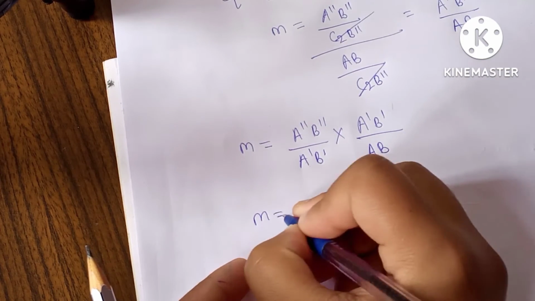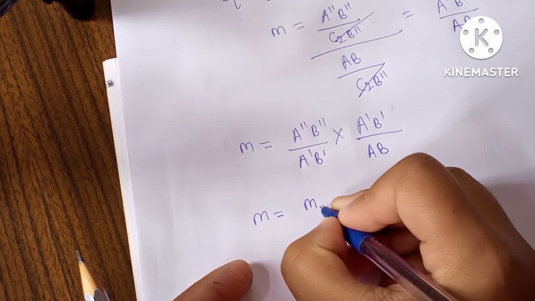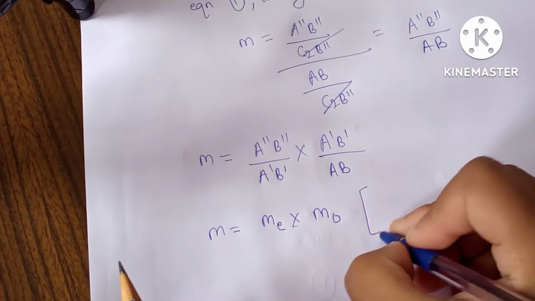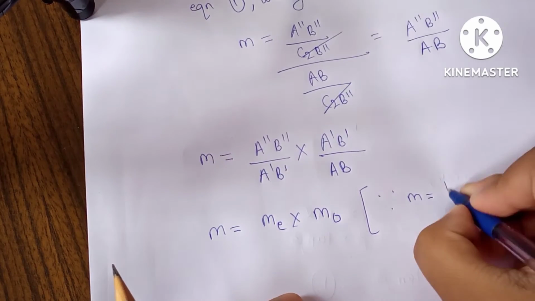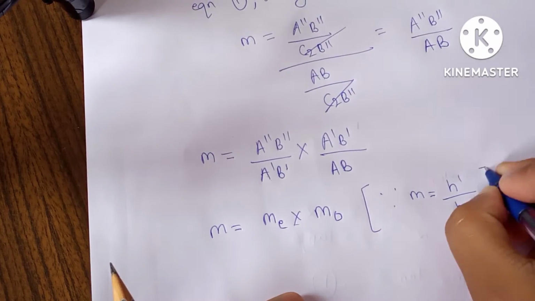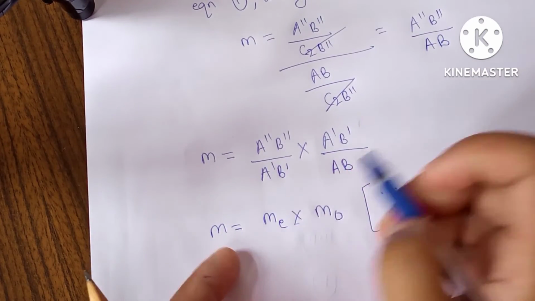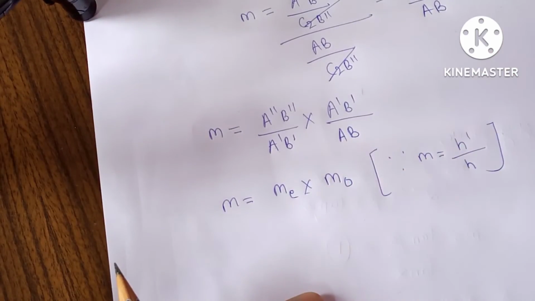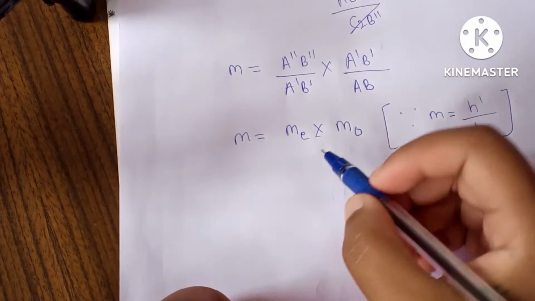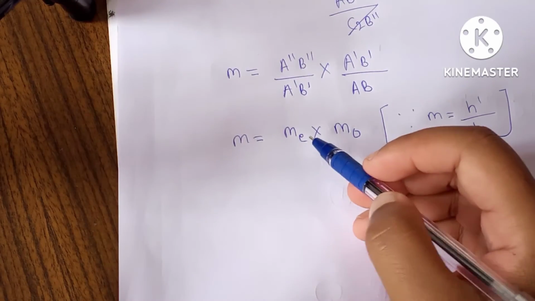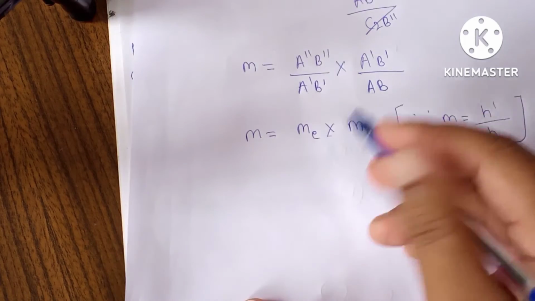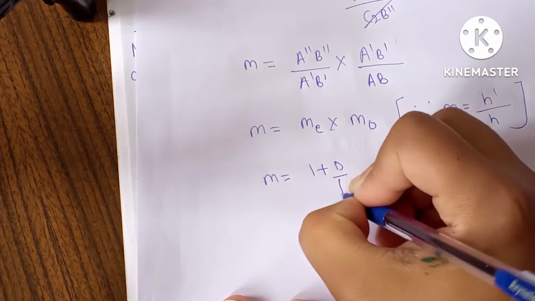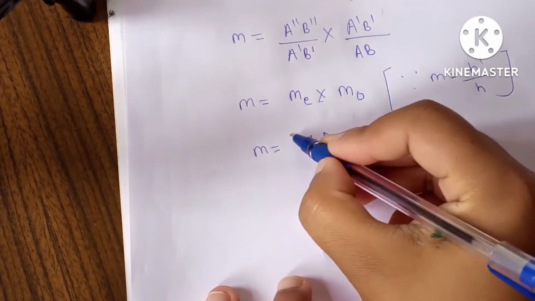So the magnification will become M, magnification of eyepiece into magnification of objective lens, since magnification equals height of image to the height of object, and A double dash B double dash is height of image and A dash B dash is height of object for the eyepiece. Now I have already told you that the eyepiece acts as a simple microscope, and we already know the magnification of a simple microscope is 1 plus D by Fe.